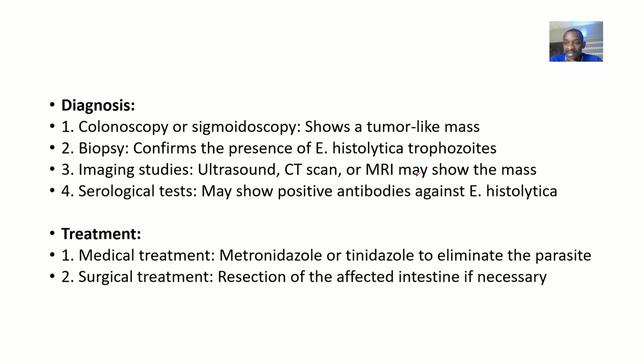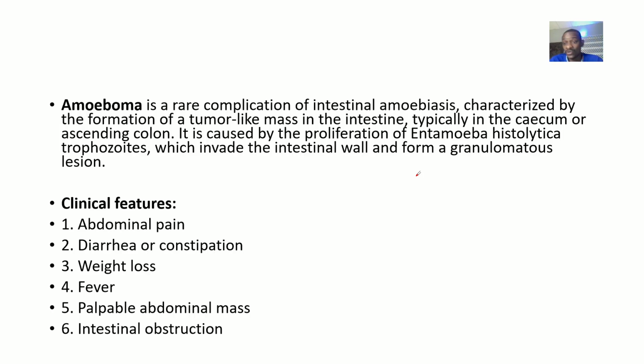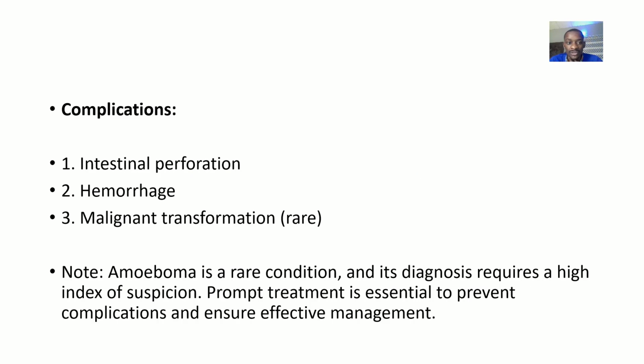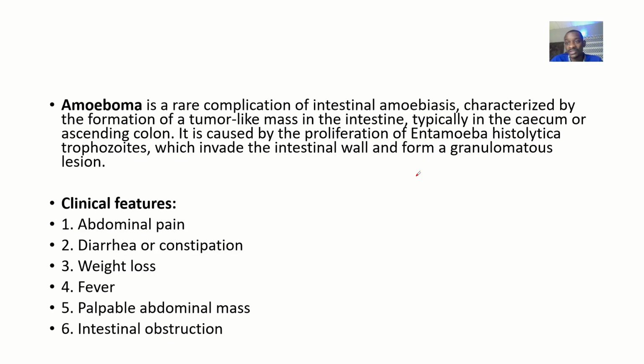All right, so we'll talk about the definition, the diagnosis, the treatment, and of course the causes, which I've already spoken about, and the possible complications that could arise from an amoeboma. So amoeboma is actually a rare complication of intestinal amoebiasis. It is characterized by the formation of a tumor-like mass in the intestine. Typically this forms in the caecum or the ascending colon, but it can form in any place. We're just talking about a possible site for this.